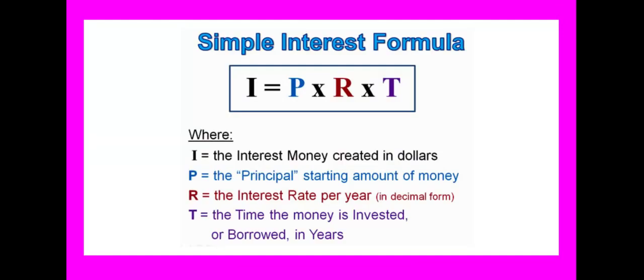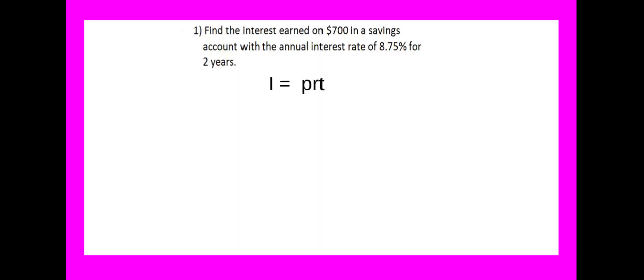So here is what it looks like. Take that in case you need to refer back to it, but flip it over to the next page, and we're going to work through number one. Number one says the interest earned on a $700 savings in an account with the annual interest rate of 8.5% for 2 years. First thing you want to do is write down your formula. Next, underline the key information: $700, 8.5% interest, and 2 years. Pause if you need to.